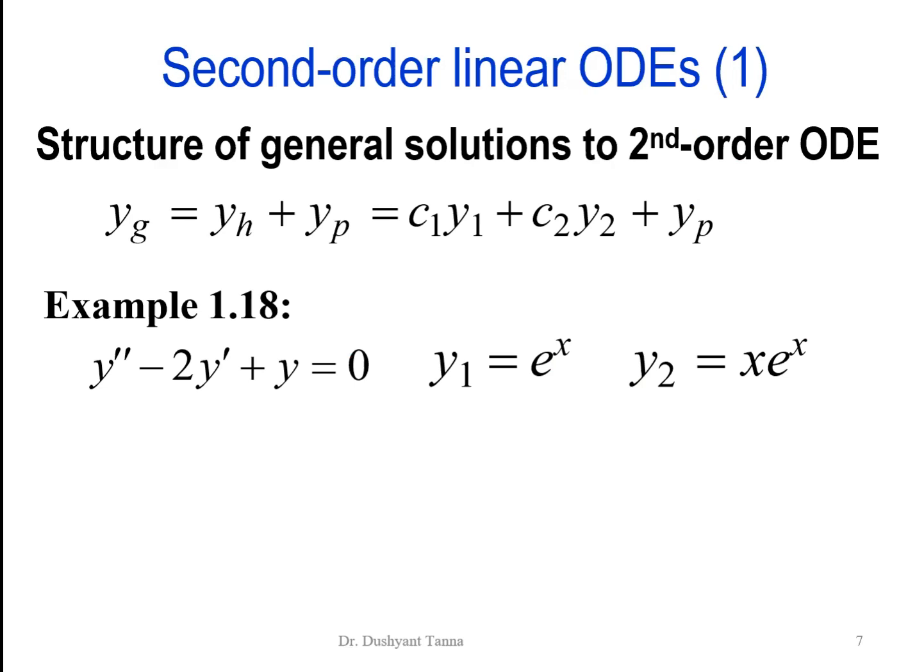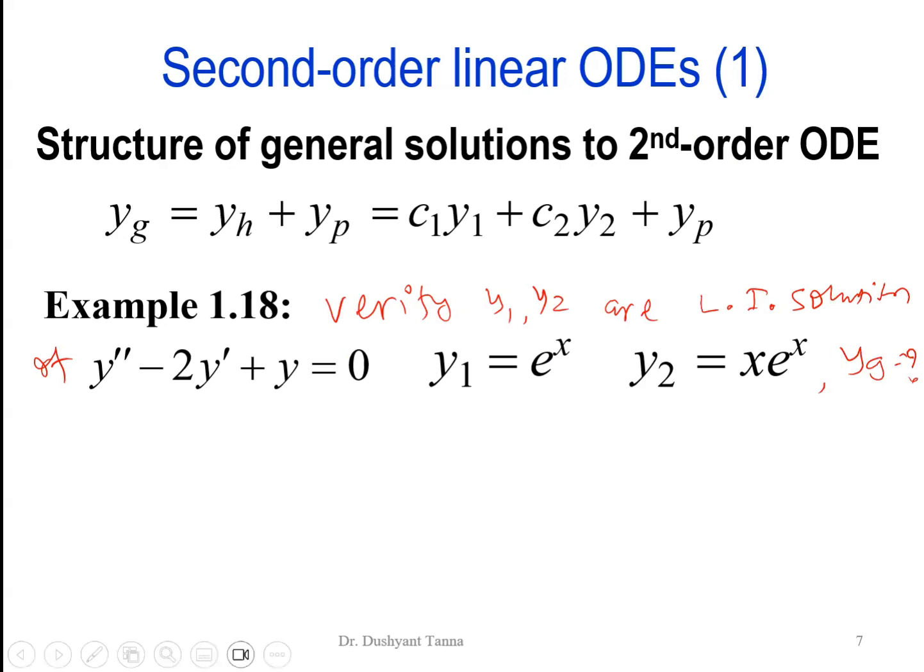So let's go ahead and verify with one example, right? How that solution is and everything. So the question says verify if y1 and y2 are linearly independent solutions of the differential equation, and then construct your general solution and find out the yg. It's on page number 34 of the book. Yeah, page 34 of the book, right?